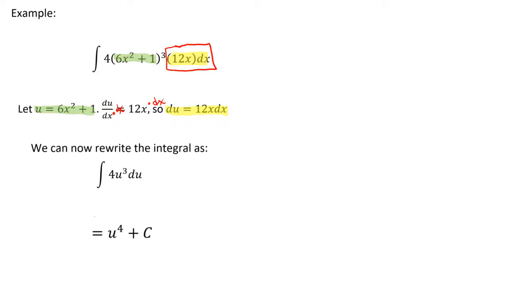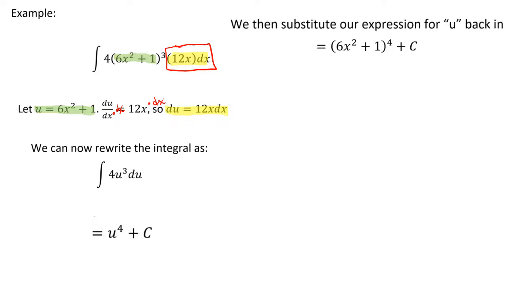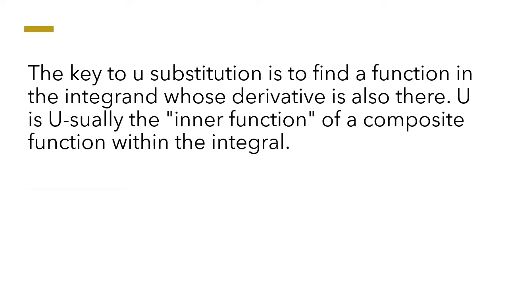And so the last step here is just to substitute our expression for u back in. So instead of writing u to the fourth, I'm going to rewrite it as 6x squared plus 1 to the fourth plus c. So the whole point of this is just to turn it into something that's a little simpler to integrate. The key here is just identifying u.